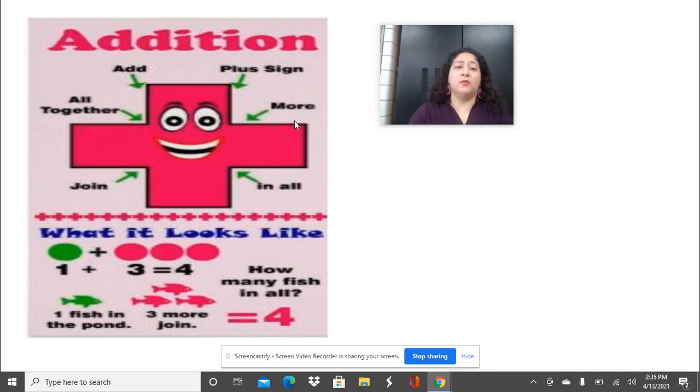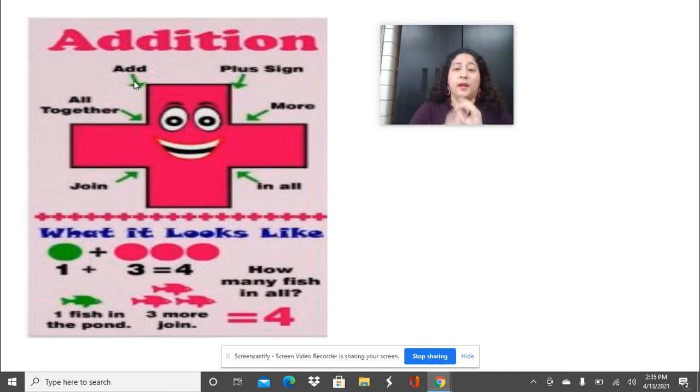Okay. And also the other word would be "add." So if I say I have 1 ball and then I add another ball, how many balls do I have? Well, I have 1 and 2. I have 2 balls because I'm adding them together. I'm counting them all together.